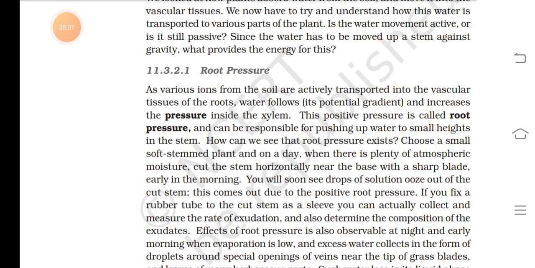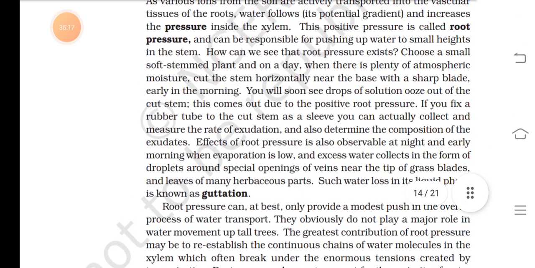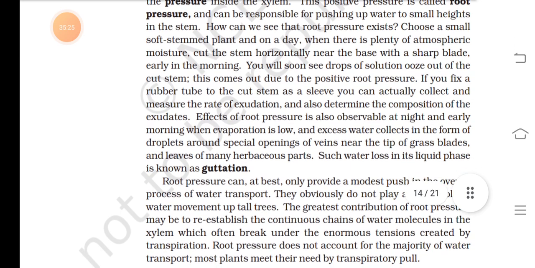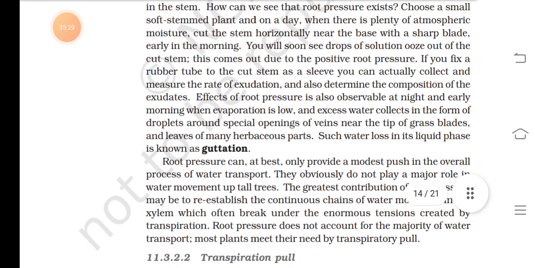11.3.2.1 Root pressure. As various ions from the soil are actively transported into the vascular tissue of the roots, water follows its potential gradient and increases the pressure inside the xylem. This positive pressure is called root pressure and can be responsible for pushing up water to a small height in the stem. How can we see that root pressure exists?